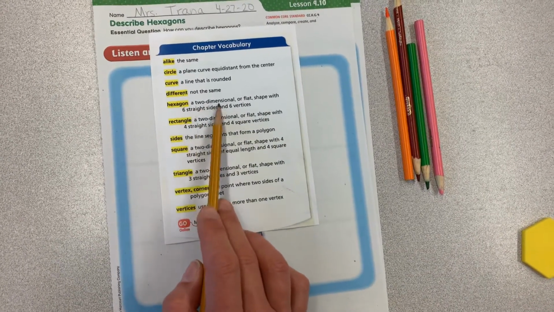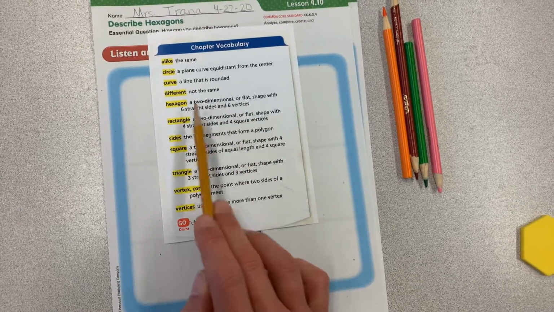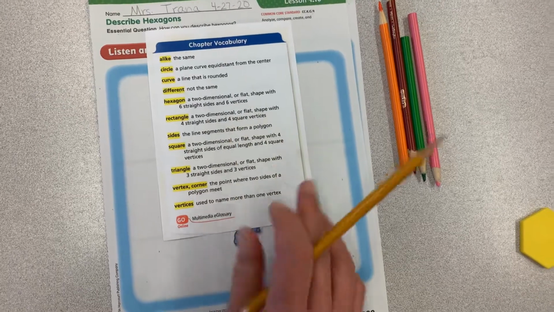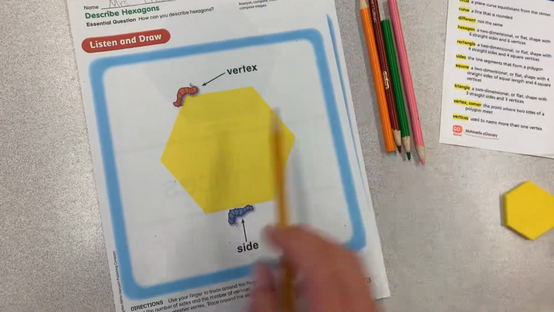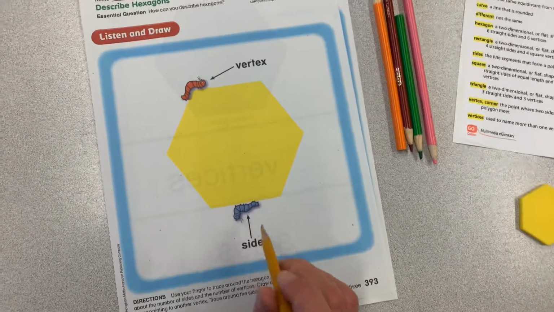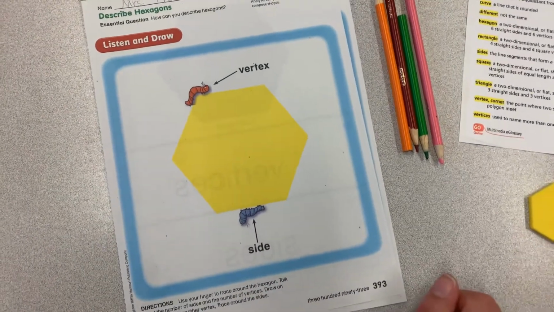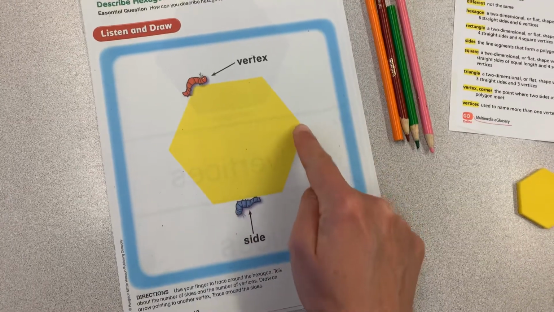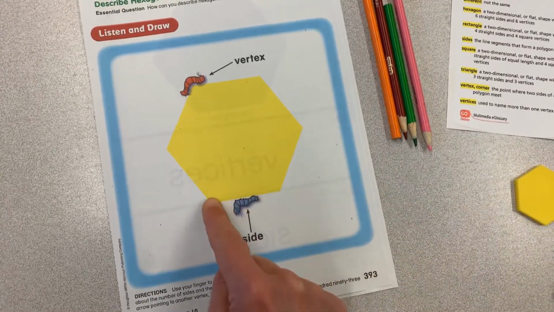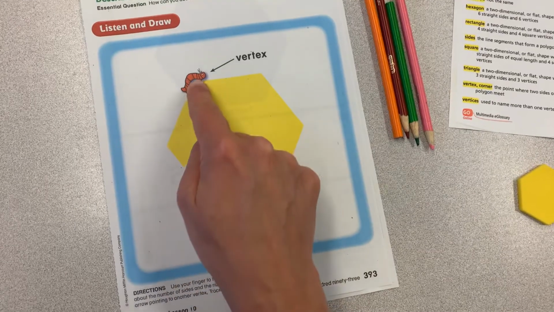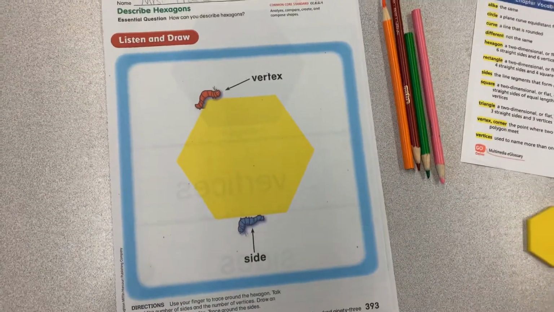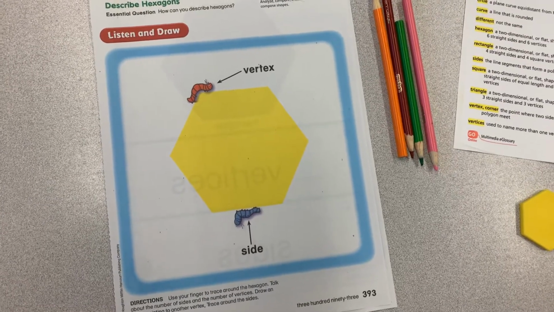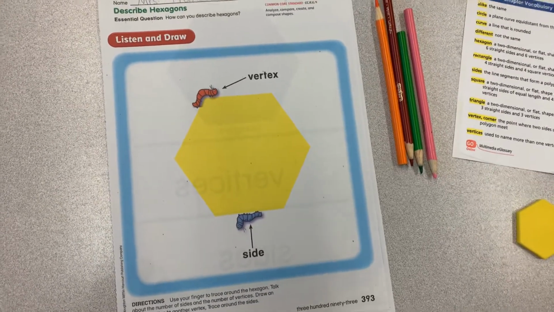A 2-dimensional or flat shape with 6 straight sides and 6 vertices. And here we have a great picture of a hexagon. Let's use our finger and trace around the hexagon. Ready? Here we go. Good. Tell me, how many sides does a hexagon have? How many vertices does a hexagon have?